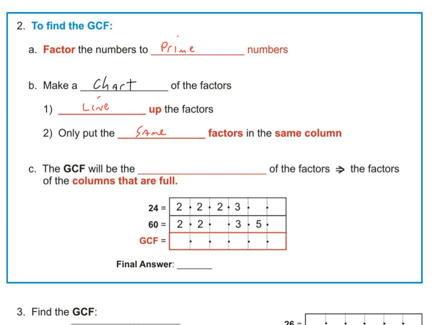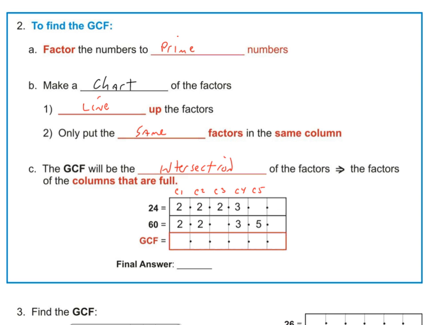All right, then what's the GCF? The GCF will be the intersection of the factors. We've talked about intersection before, but honestly, when they're in a chart like that, it's simply the factors of the columns that are full. So look, when you look at this thing, you don't need to write this. You can if you want. This is column 1, this is column 2, this is column 3, this is column 4, and that's column 5, right? And nothing's in column 6. Do you agree? Columns go this way, rows go this way, right? Rows are horizontal, columns are vertical.